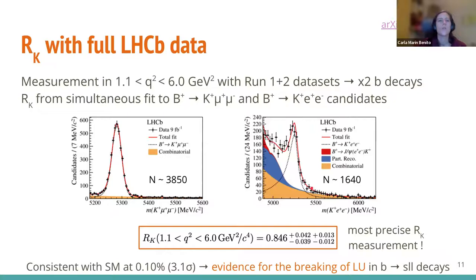So putting all this together, we obtain this value for RK, which is the most precise value of RK to date. And it's consistent with the standard model only at the level of 0.1%. So this is basically a 3.1 sigma deviation from universality, which is the first evidence for the breaking of lepton universality in this B to s l l decay.